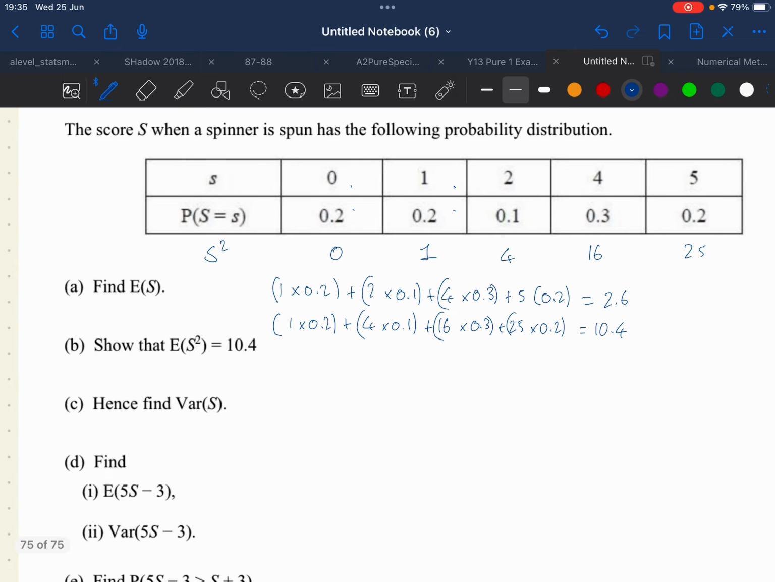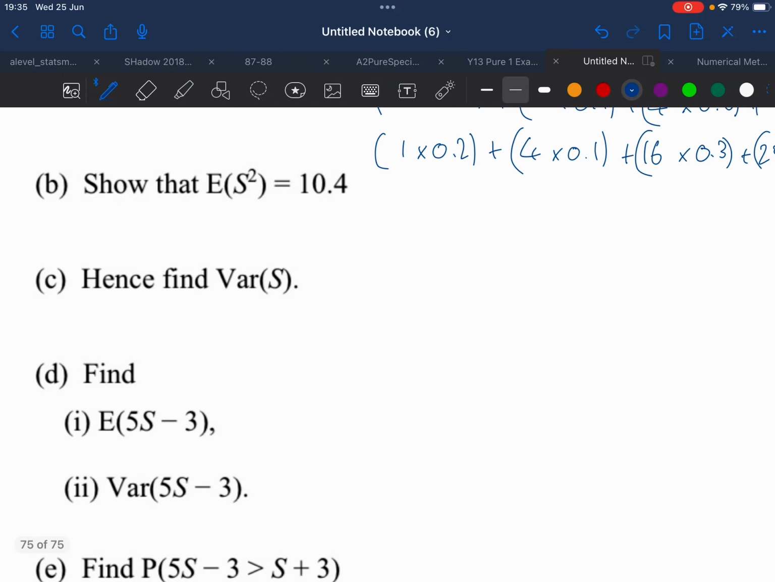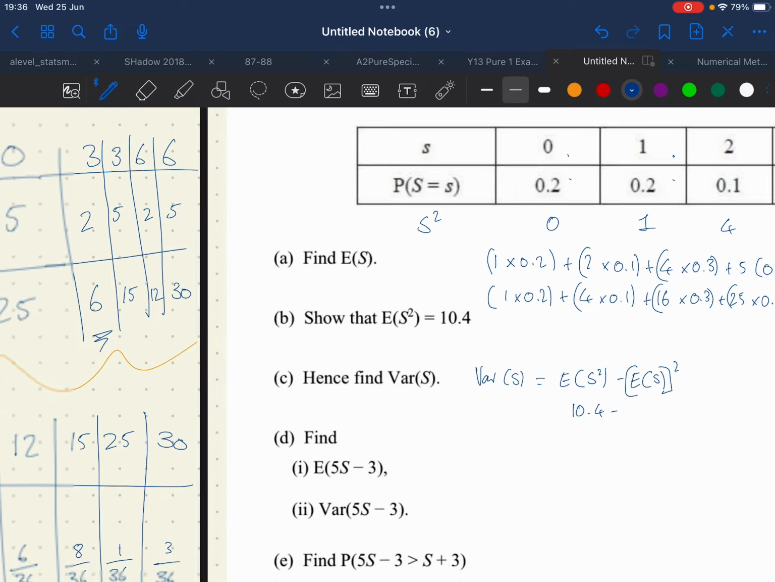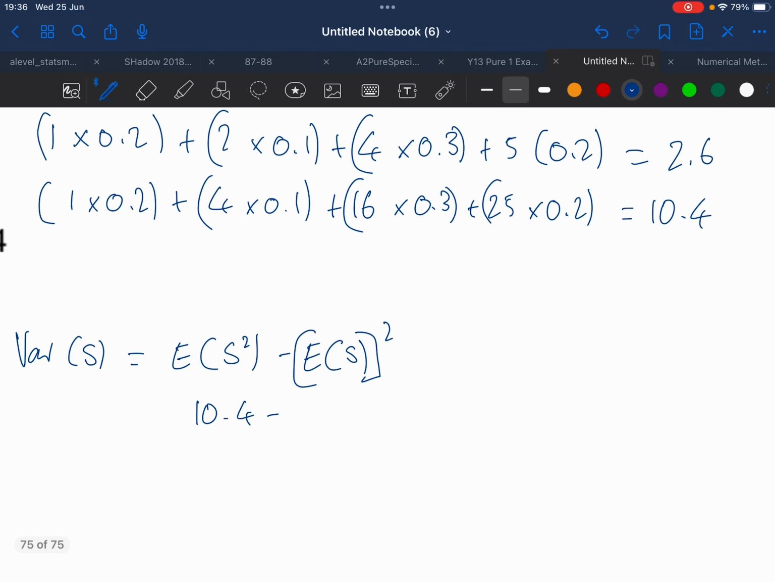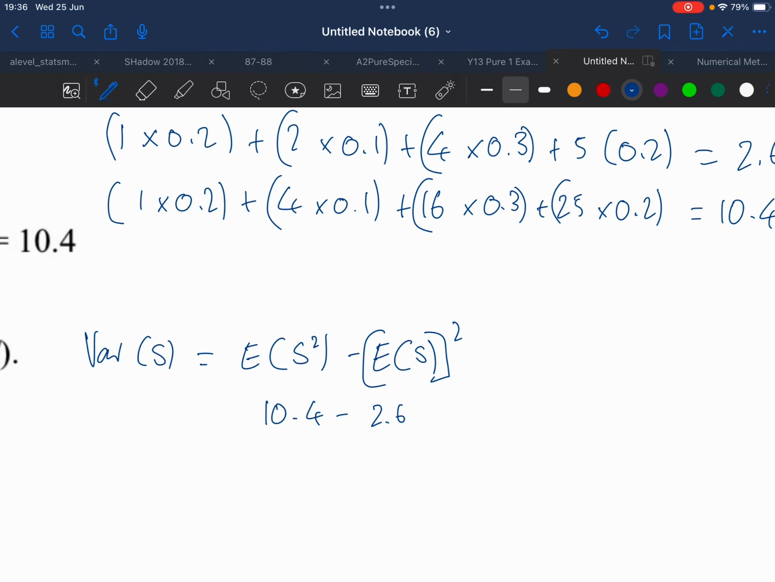So the variance, of course, is going to come next. So the variance of s is going to be the expected value of s squared, which we know, minus the expected value of s all squared. So we just said that that was 10.4, take away 2.6. So if you take away 3, you get 7.4, then add it back, you get 7.8.